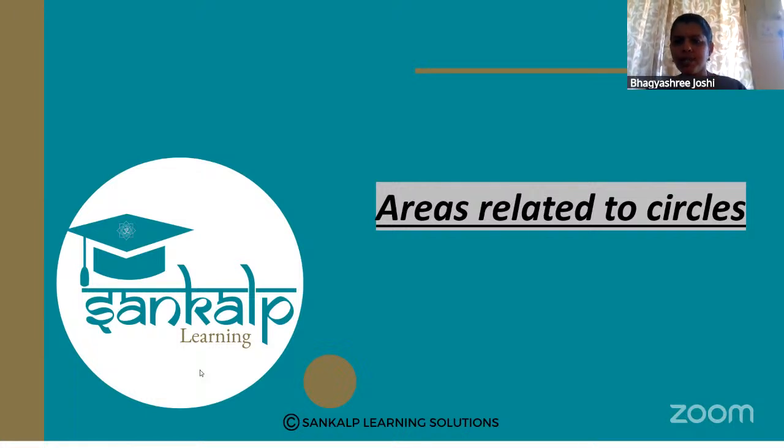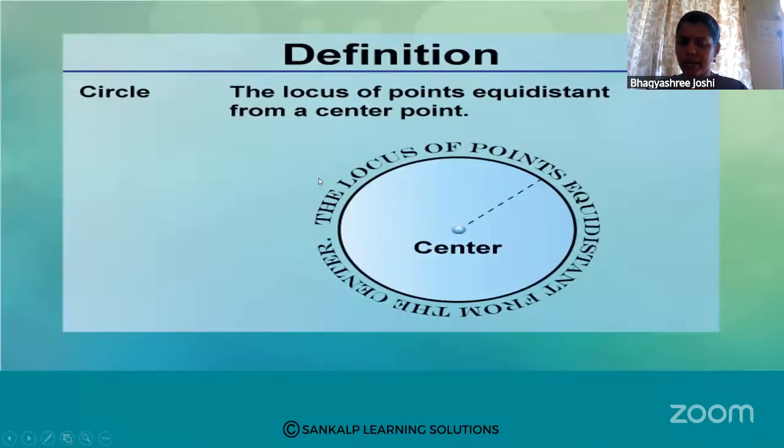Yes, dear students, today we are going to learn about the chapter that is areas related to circle. In the last class, we learned about circles and tangents. What do you mean by tangent? And also we saw some theorems regarding circles. Today, areas related to circle. From this chapter, we are going to get 4 marks questions in the final exam. So this topic is very important.